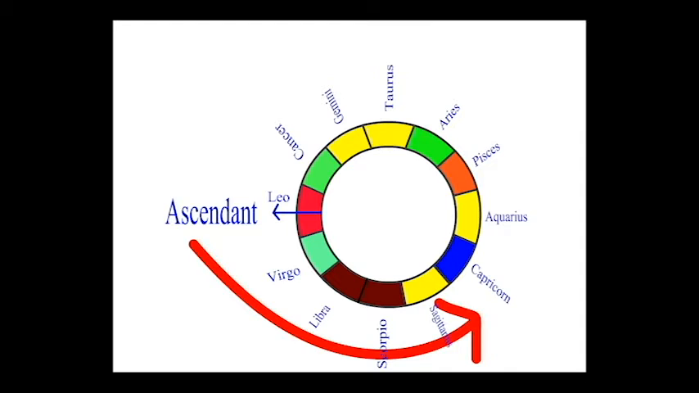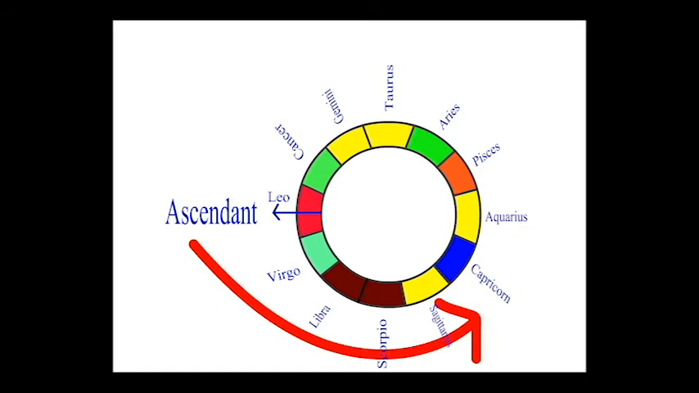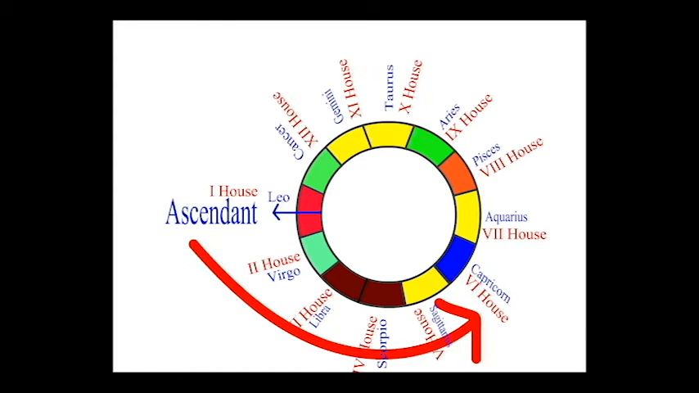There are 12 houses in astrology. As you know, the circle is 360 degrees. It is divided into 12 equal houses of 30 degrees each. This system is called the equal house system. In this example, the first house, which is the ascendant, falls in Leo. So the second house falls in Virgo. The third house falls in Libra. And we can count in the counterclockwise direction all the way to Cancer.